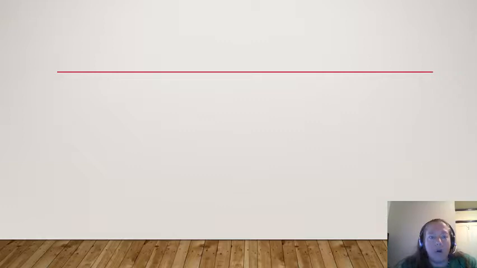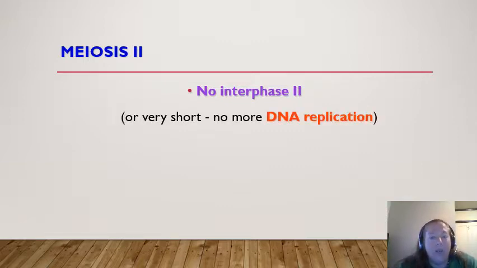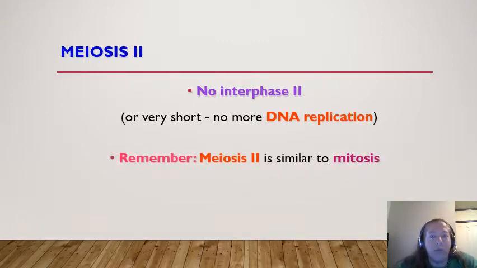So the second part of meiosis is called meiosis II. Now, in between meiosis I and meiosis II, there is no interphase this time, okay? Or it's a very short period of time, just there's no more DNA replication. And remember, meiosis II is going to be similar to all the stages in mitosis. You'll see as I go.